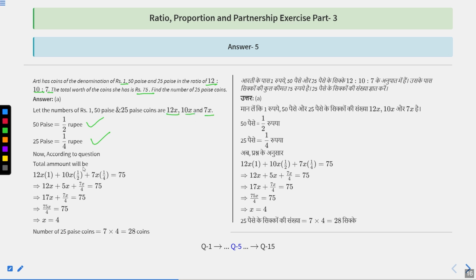We add a variable. So 12x multiplied by 1 rupee plus 10x multiplied by half rupee and 7x multiplied by 1/4, because 25 paisa is equal to 1/4 rupee. When we add it, it is equal to 75. It is given in the question. So when we solve it, we get x equals 4. The question is to find the number of 25 paisa coins. Clear? This is 7, we take it as 7x. So what is the number of coins? 7 multiplied by 4, which is 28 coins, is the correct answer.